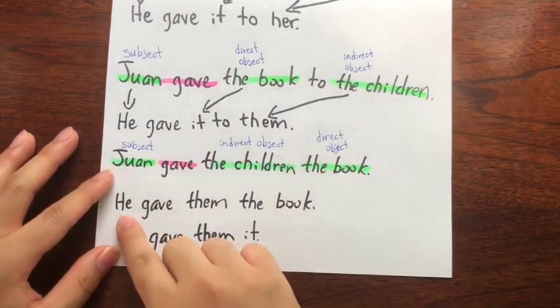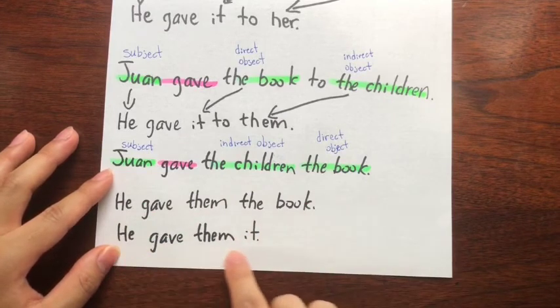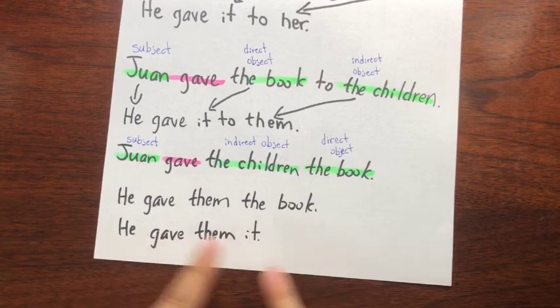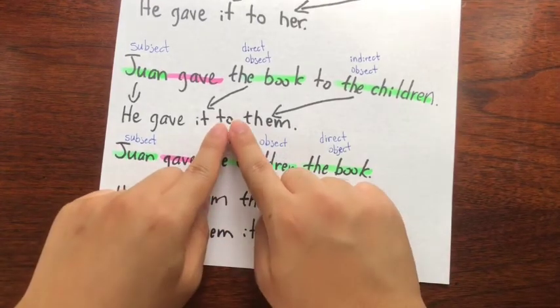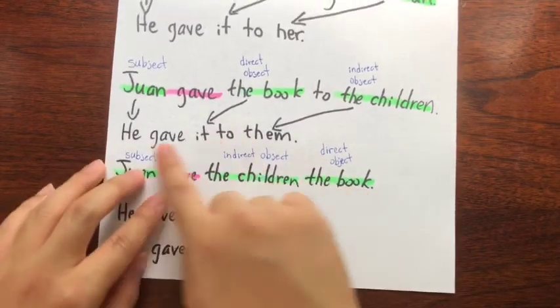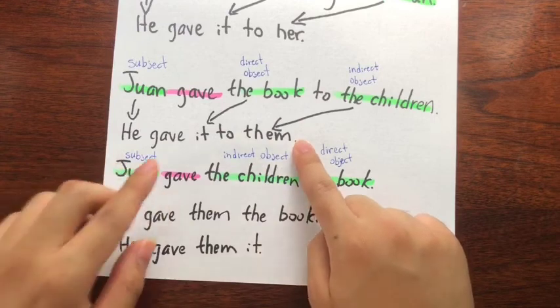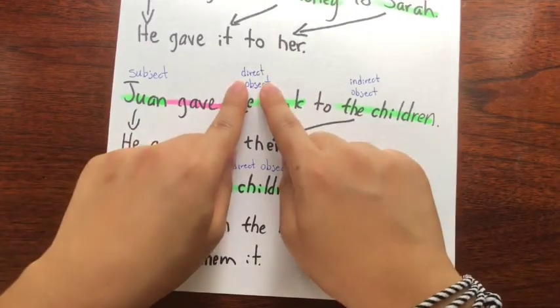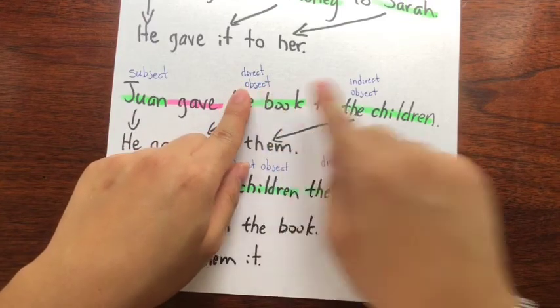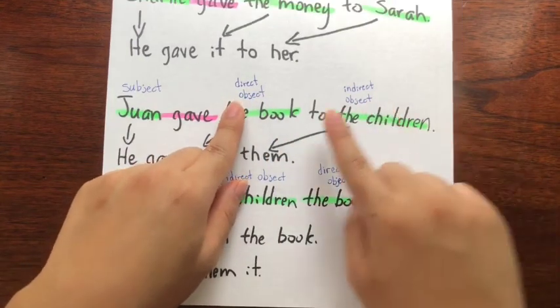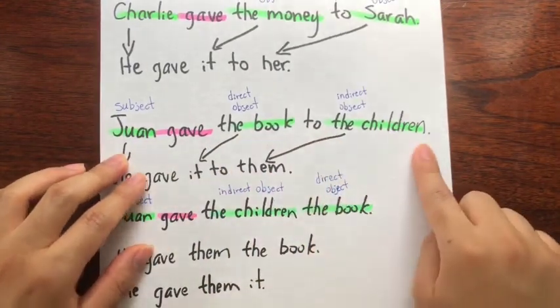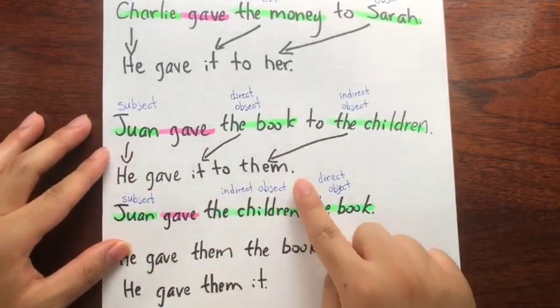You can also say he gave them the book or he gave them it. But it's confusing because you don't know which one is which. So I like to use these sentences with the word to. He gave it to them. So that way you know. Because if the direct object goes before the indirect object, you use the word to. Juan gave the book to the children. He gave it to them.